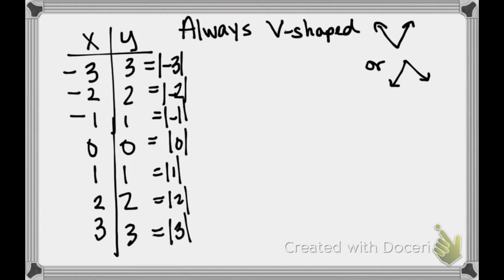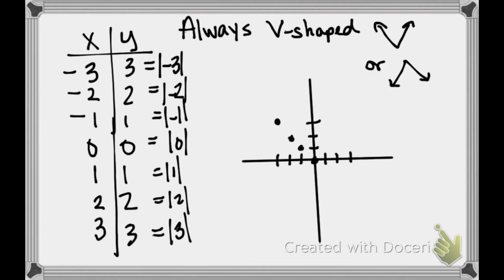Let's go ahead and plot these on an xy axis. Let's try and make it a little more horizontal. So we go on our x-axis from -3 to 3, on our y-axis from 0 to 3. I plot the points and I can see I get this V-shape. I'll do it in black. So this upward facing V shape.